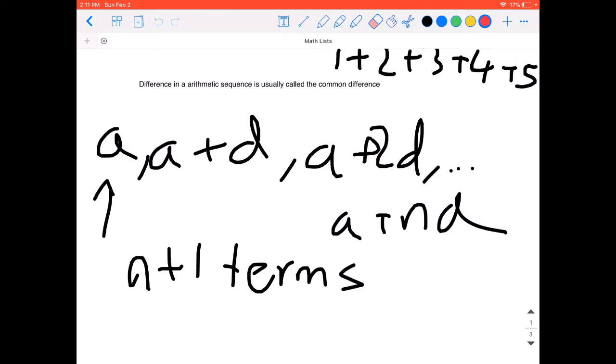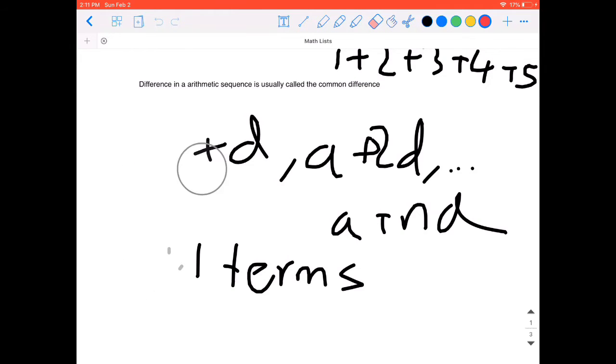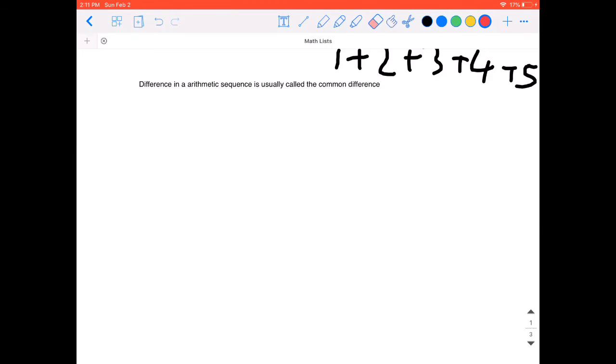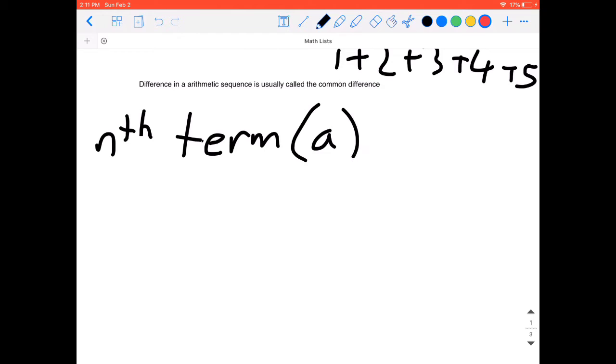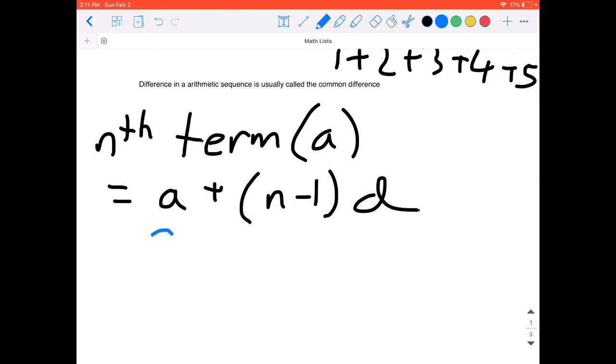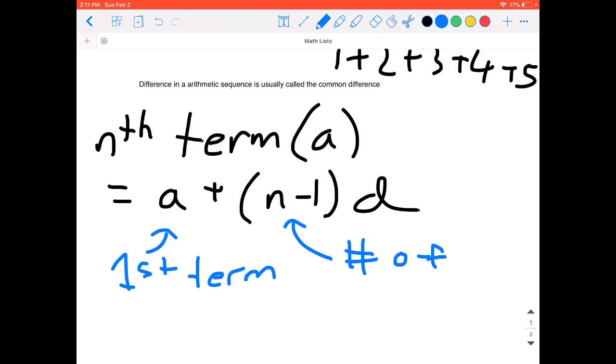We can use that to find that the nth term in an arithmetic sequence, which I'll denote as a_n, turns out to be a plus (n minus 1) d, where a is the first term, n is the number of terms, and d is the common difference.